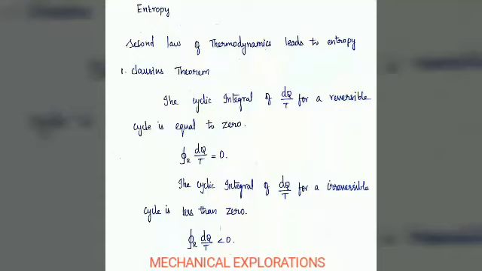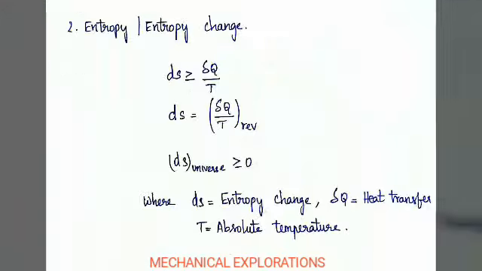In this, it defines the cyclic integral of dq by T. For a reversible cycle it is equal to 0, as you can see in the notations. And the cyclic integral of dq by T for an irreversible cycle is less than 0. And entropy change, dS, is greater than or equal to del q divided by T, and in the case of reversible it is equal to.